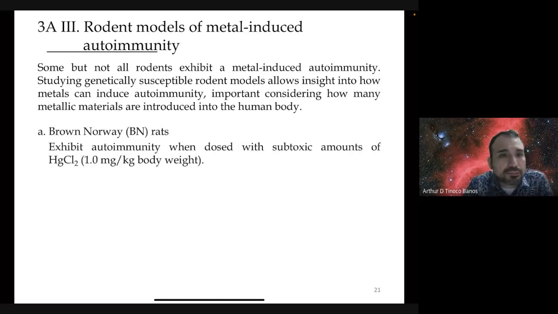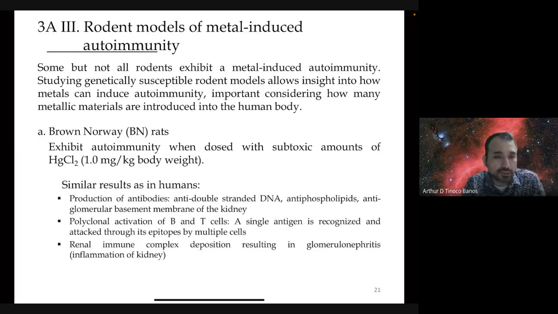A type of rodent that is susceptible is the Brown Norway rat. It exhibits autoimmunity when dosed with subtoxic amounts of mercury chloride, an amount of 1 milligram of the metal per kilogram of body weight of the animal. What has been observed is the following. Similar results, such as production of antibodies. The antibodies are against double-stranded DNA, anti-phospholipids, and anti-glomerular basement membrane of the kidney.